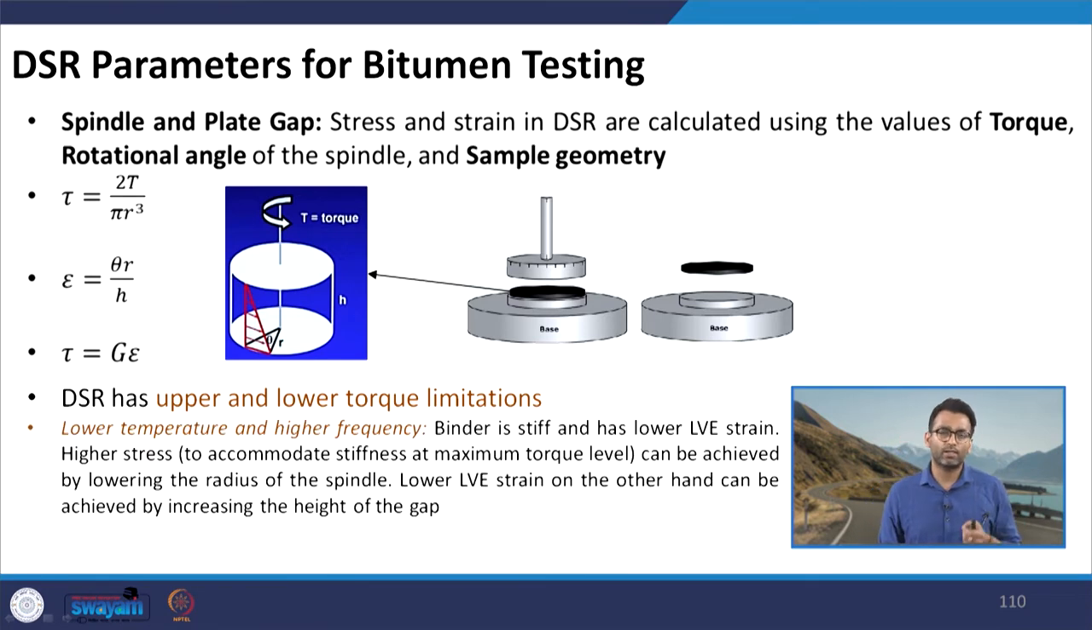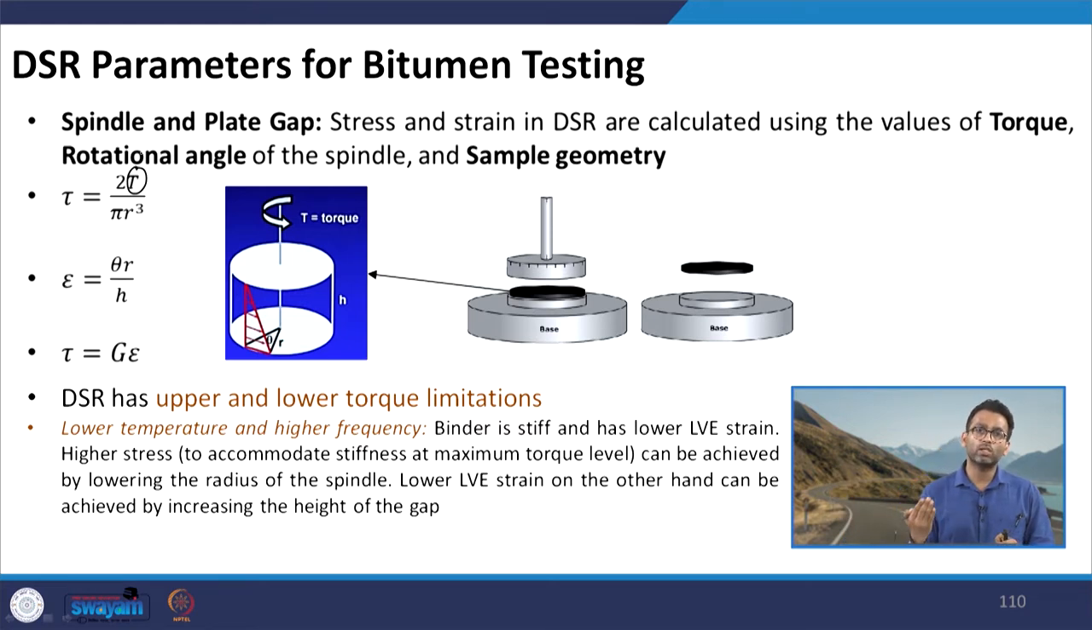When we are trying to test, let us say, a bitumen sample at a low temperature and high frequency, what do we understand by now? That at low temperature and at higher frequency, the binder is very stiff, all right. Now since it is very stiff, the linear viscoelastic strain will also be very low. Since the binder is stiff, we actually have to apply more torque to induce the shear. So I want a higher shear in the material, but the DSR which I am using has its maximum torque limitation. So this is a constraint that I cannot go beyond a particular value of torque.